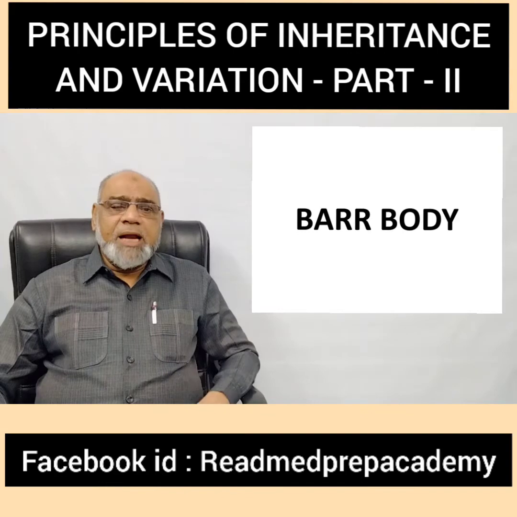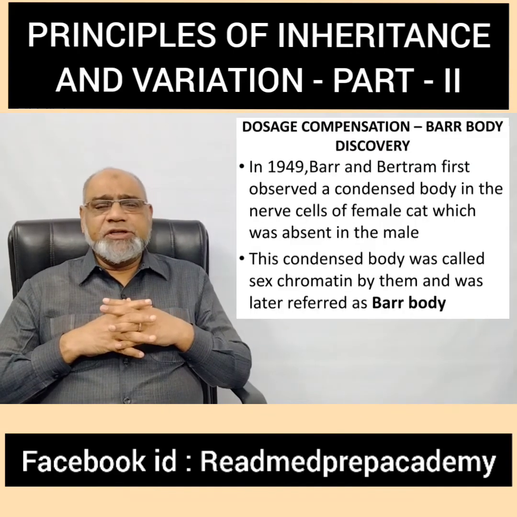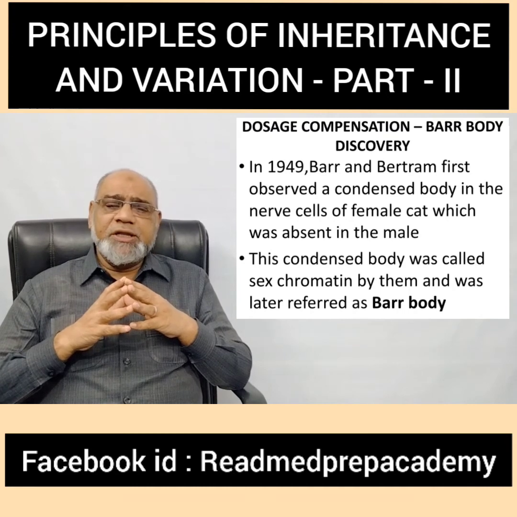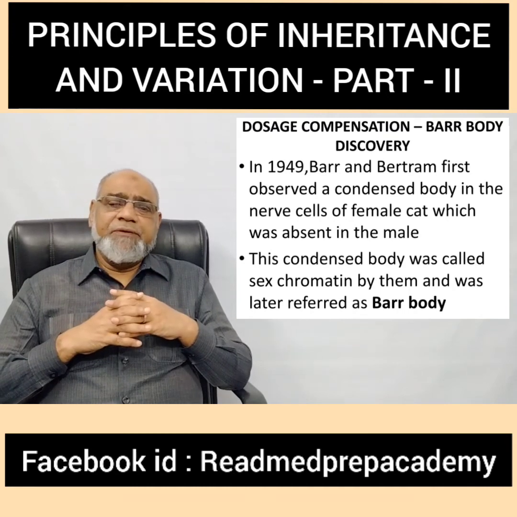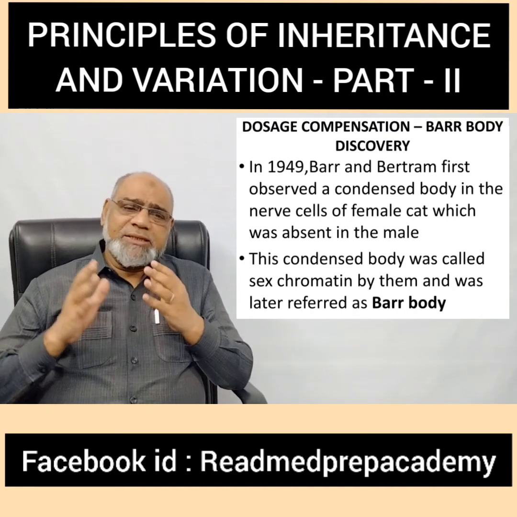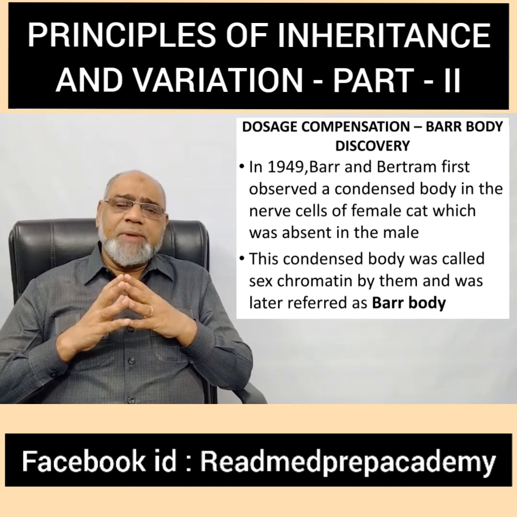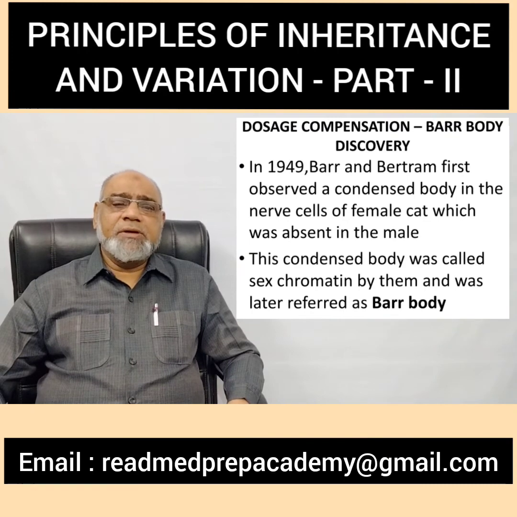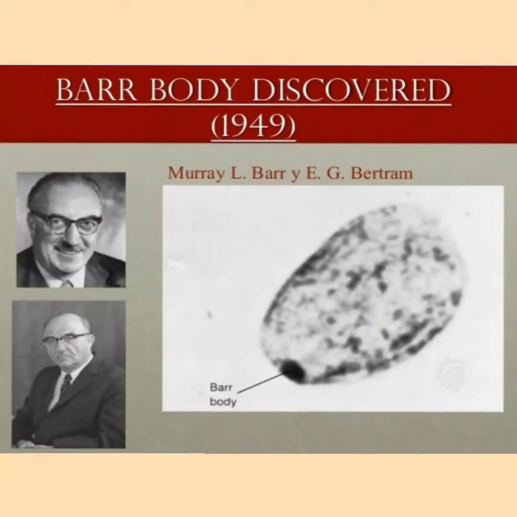Now going to the Barr body. In 1949, Barr and Bertram first observed a condensed body in the nerve cells of the female cat, which was absent in the male. This condensed body was called sex chromatin by them and was later referred to as the Barr body. Here you can see Murray L. Barr and E.G. Bertram, who discovered the Barr body in 1949.